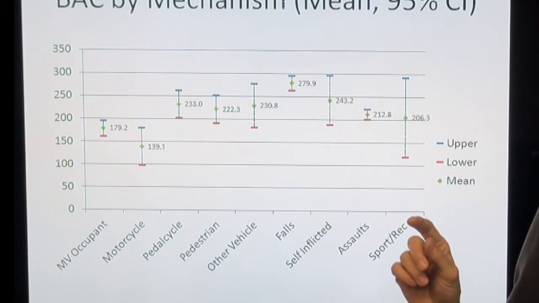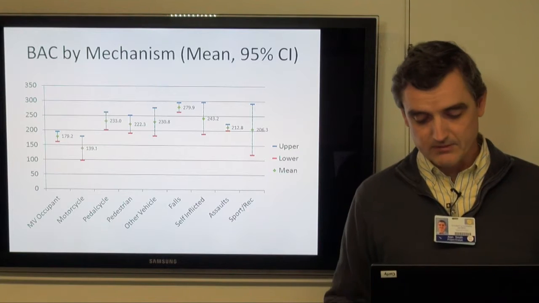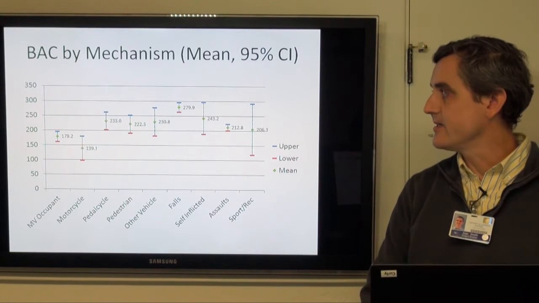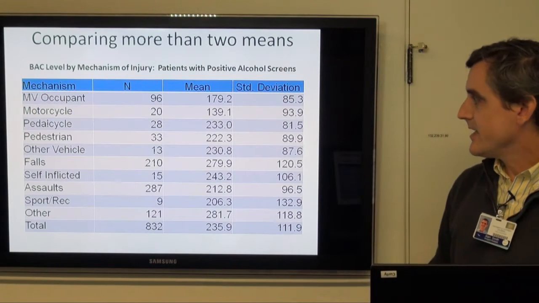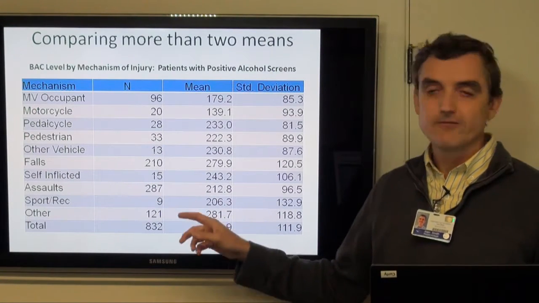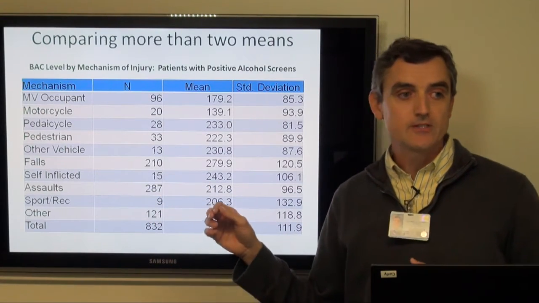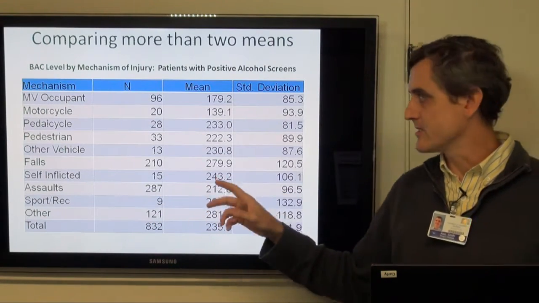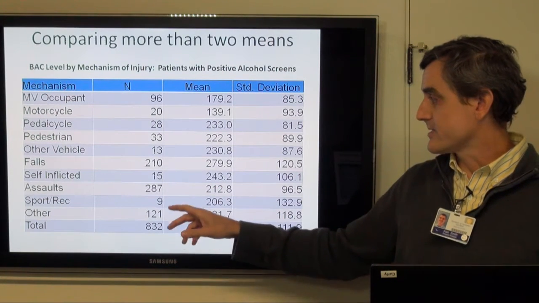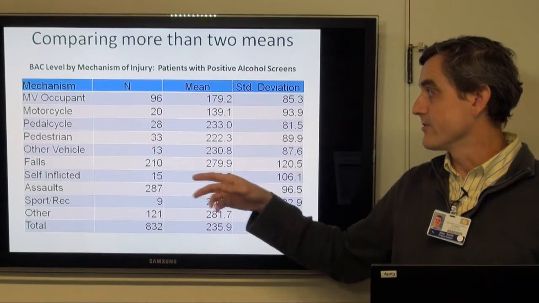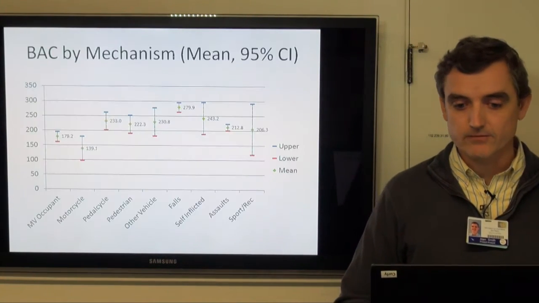And the other thing I want you to notice is that these are confidence intervals. What you may have noticed in the previous slide, and I'll go back really quickly, is that we have two categories with pretty high numbers. Assaults, we had 287. Falls, there were 210 that tested positive for alcohol. A couple had very small sample sizes. Sports and rec, there were only 9. Other vehicle, there were only 13. Where that comes into play is the confidence interval.